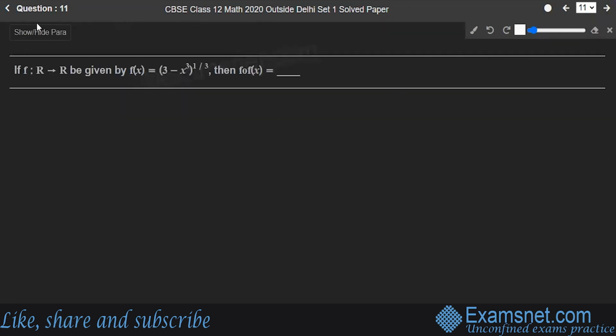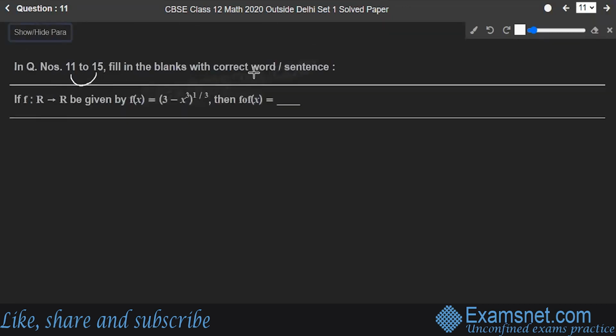Number 11. So now in this 11 to 15, fill in the blanks with the correct sentence. Okay, fine. You have to find out the answer and fill in the blank.